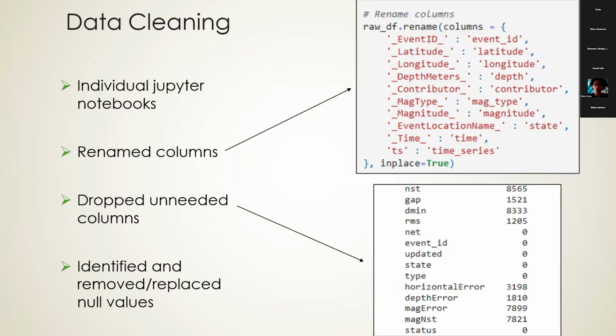I arranged each dataset into its own Jupyter notebook for easier organization. I then went through each dataset individually and prepared the data for analysis by renaming columns to a common name amongst the 2 earthquake datasets for easier merging of SQL tables. For example, in the top image, unnecessary capital letters and underscores were removed. I dropped columns that were not going to be used for this analysis and/or had too much missing information, as seen in the bottom image. The remaining null values were identified and removed or replaced.